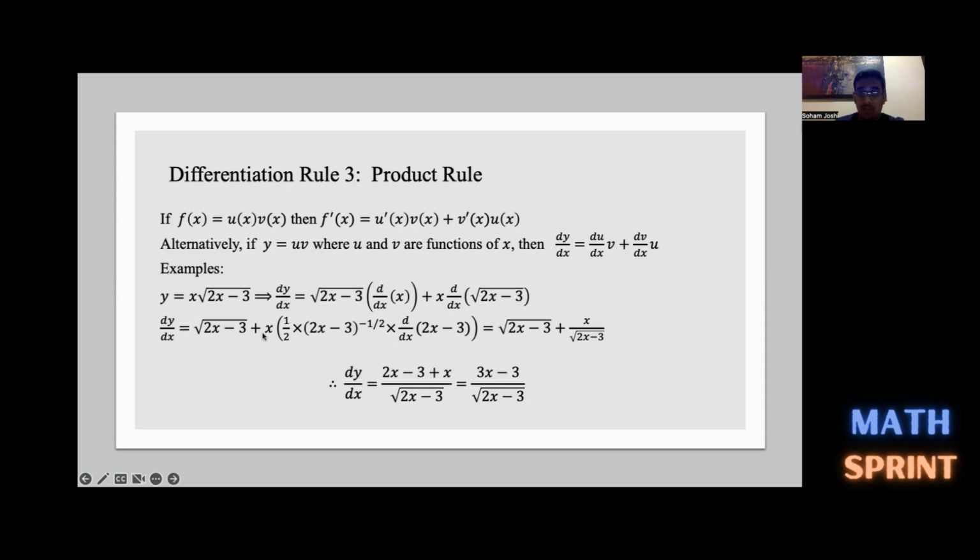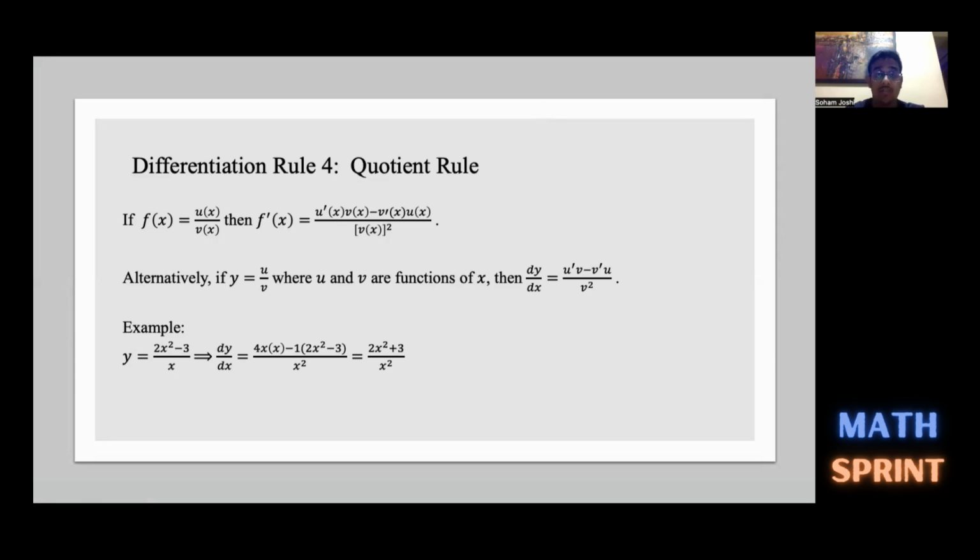So an example, y is equal to x times the square root of 2x minus 3. We can see that we need to use the product rule right now because there are two smaller functions within a larger one. The first is x and the second is the square root of 2x minus 3. See here, what we do is that dy by dx will be equal to the square root of 2x minus 3 multiplied by d by dx of x plus x multiplied by d by dx of the square root of 2x minus 3. So eventually, as you keep simplifying that continuously, you'll get 3x minus 3 divided by the square root of 2x minus 3.